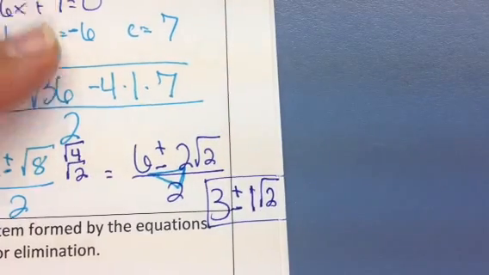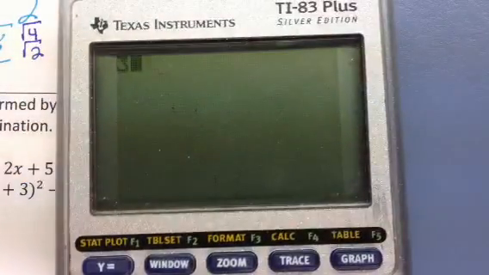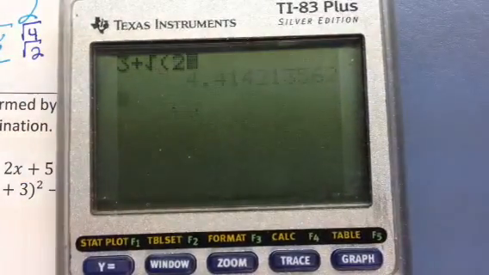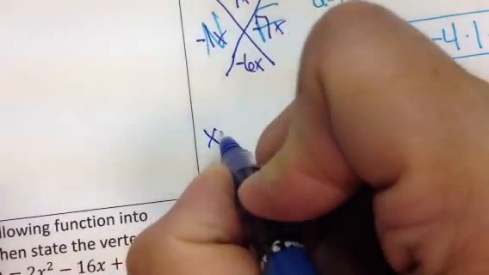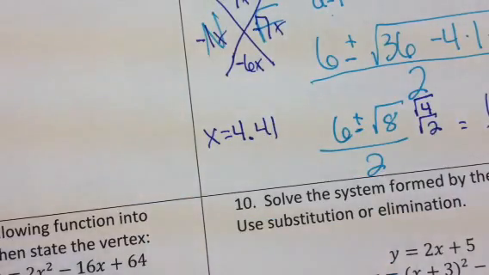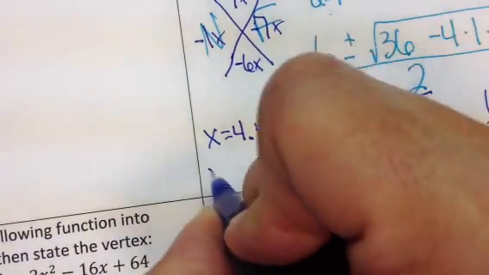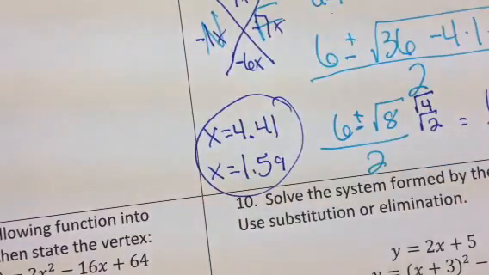There are no imaginary numbers, so Mrs. Slauson wants to know the decimals, so 3 plus the square root of 2. And again, I'm going to round to the nearest hundredths, and then you would do the same. You would do 3 minus the square root of 2. So, okay, I do want to see both.